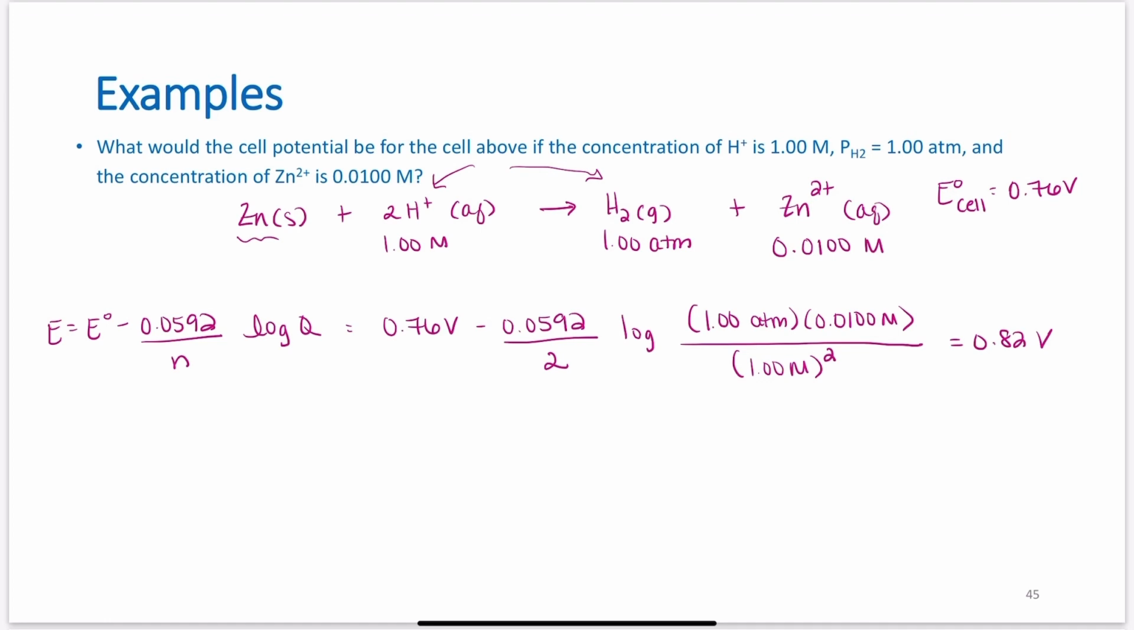Now, what I find here is that my calculated cell potential is greater. So my cell potential for this system is greater than my standard cell potential, 0.82 volts versus 0.76 volts. And I want you to think about why. Why am I seeing a higher cell potential here? And the truth of the answer is, I already gave it to you by accident, it's Le Chatelier's principle. He's back. Well, he never left.